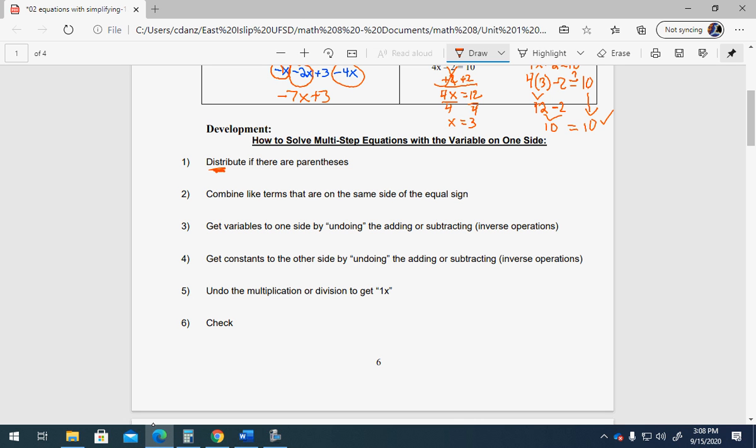We call it the addition or subtraction property of equality. Those are our new fancy words. When we get the constants to one side by undoing, adding, or subtracting, that's also either the addition or subtraction property of equality. It depends on if we're adding or subtracting. But this step 5, when we undo multiplication or division, we call this the multiplication or division property of equality.